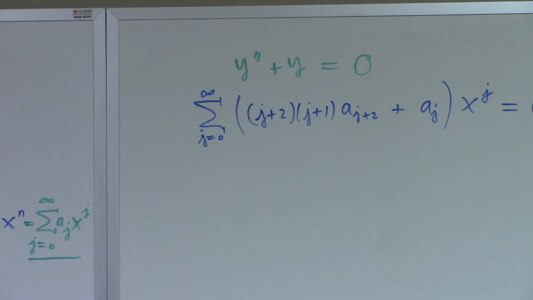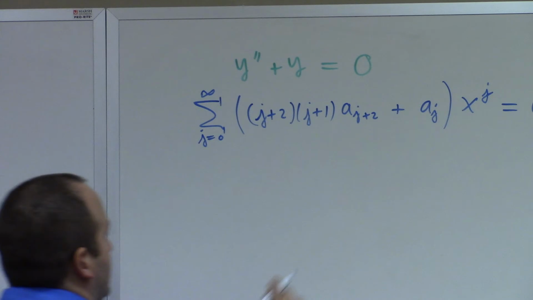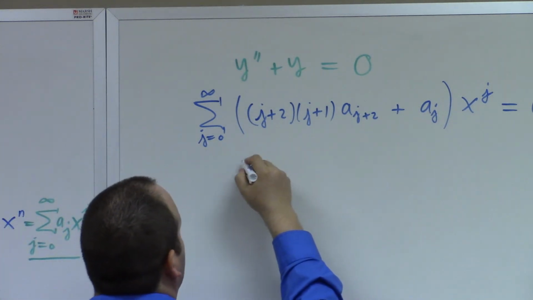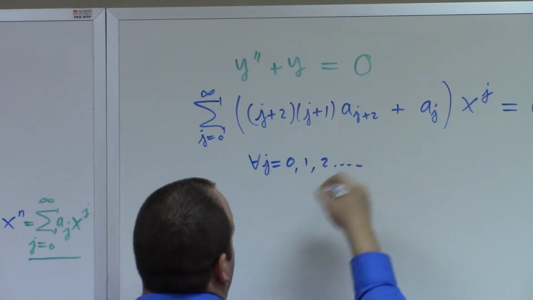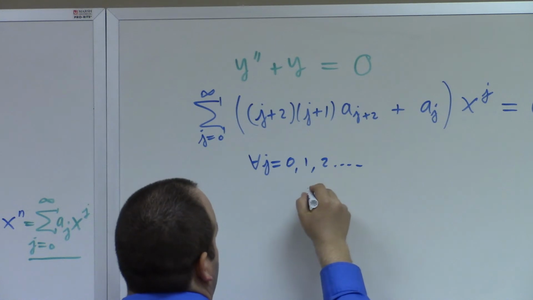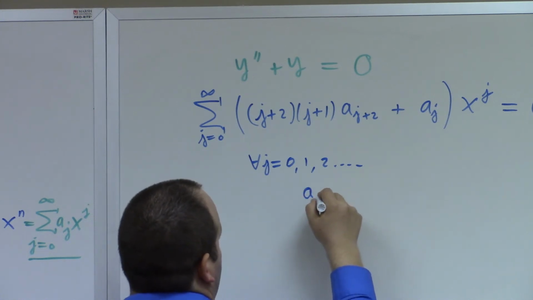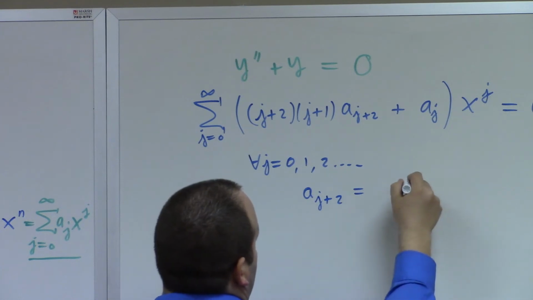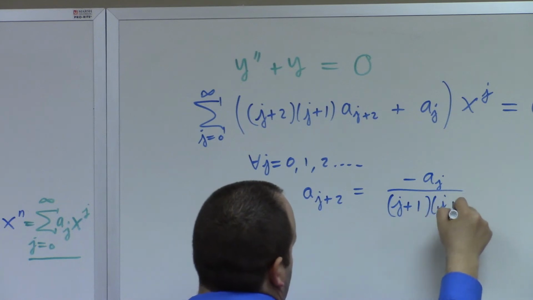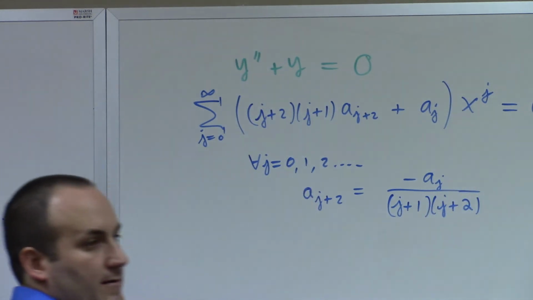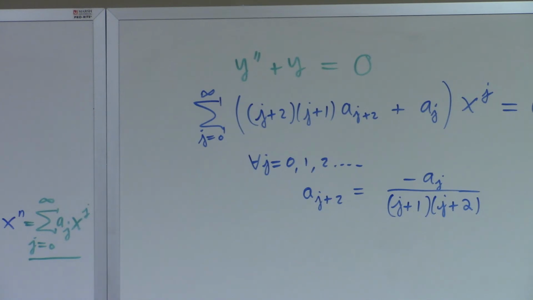Now, the only way that series can be 0 like that is if every one of the coefficients separately vanishes to be 0, right? So that then tells me that for all j, 0, 1, 2, forever and ever, I must have this condition that a sub j plus 2 is equal to minus a sub j divided by j plus 1 times j plus 2. So I get this recurrence relation, right? That links the even coefficients and the odd coefficients as it happens.